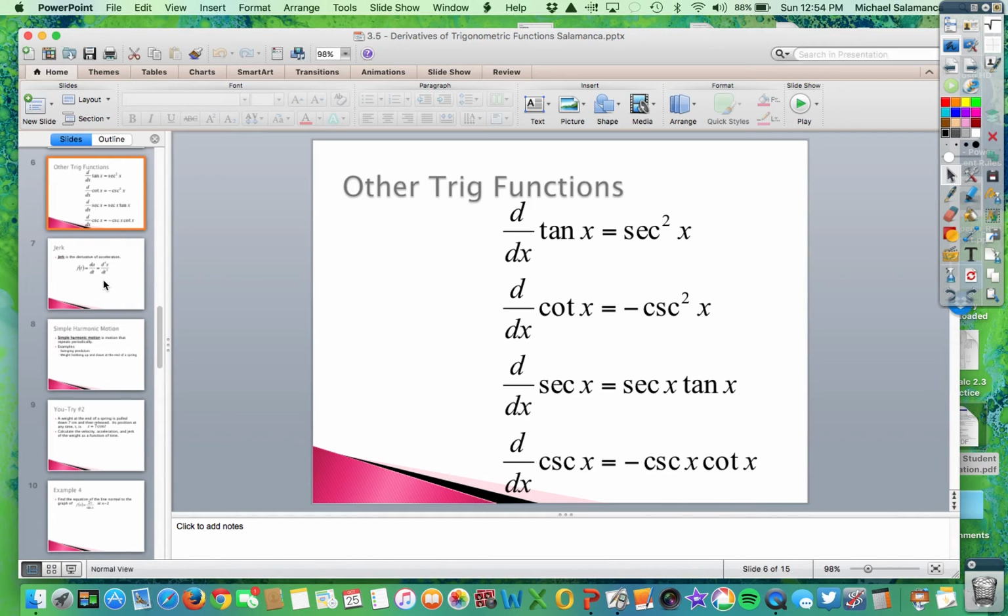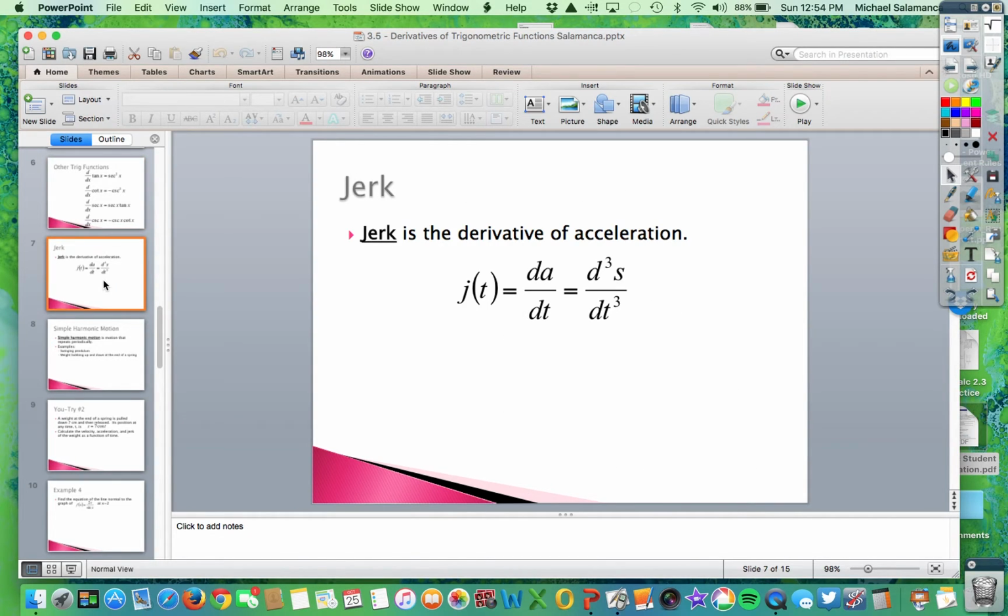Here's one other thing that I'd like for us to add, which is a jerk. So I know you would say jerk and then think of me, but a jerk is the derivative of the acceleration. So remember, the first derivative from displacement gives us velocity. The second derivative from velocity gives us acceleration. The third derivative gives us jerk. So jerk is this idea of a quick change in motion.